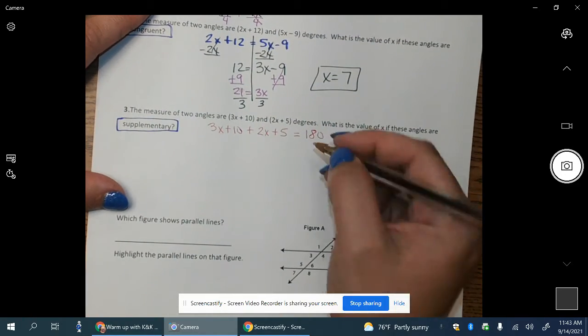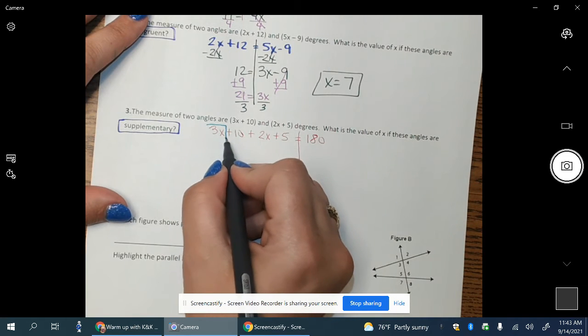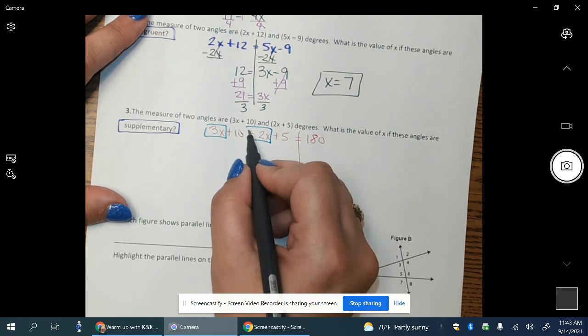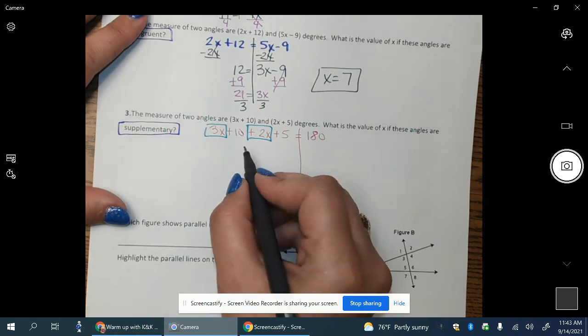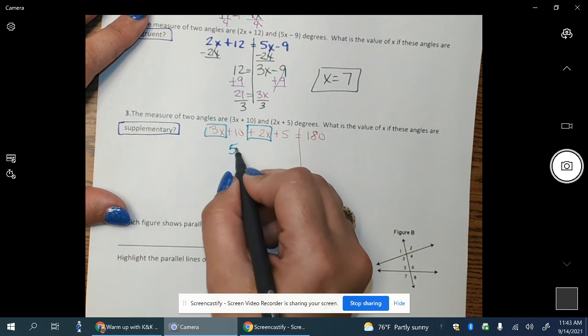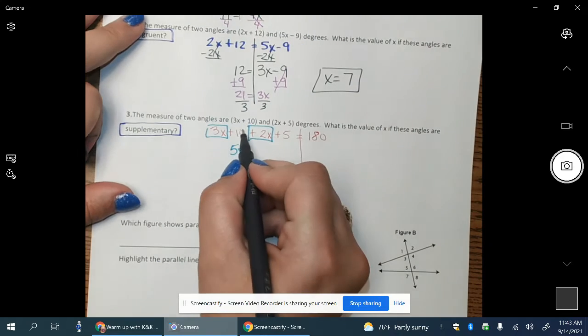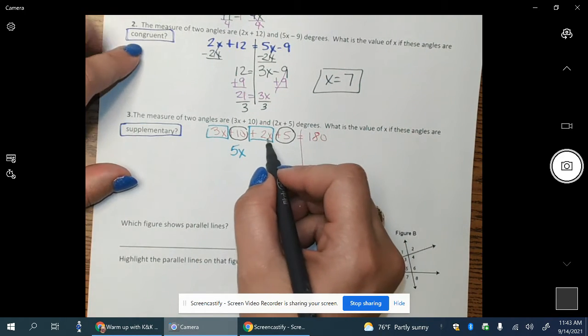Okay, now I'm going to do what we've been working on, combining like terms. Are there any terms that I can combine? 2x and 3x. Okay, so I boxed 2x, and then what else? Plus 2x. What is 3x plus 2x? 5x. Okay, my other numbers are plus 10 and 5.